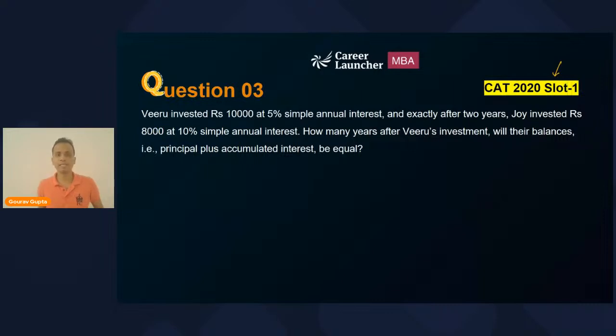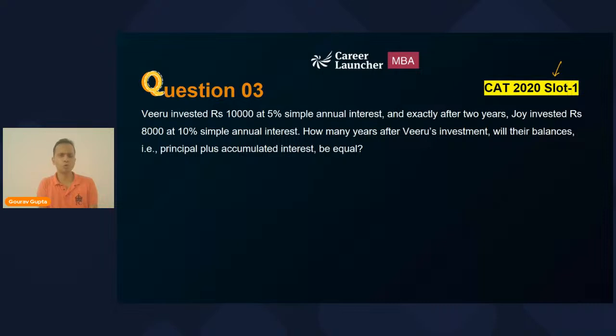Viru invested rupees 10,000 at 5% simple interest annually. And exactly after 2 years, Joy invested 8,000 at 10% simple interest. Now this is a question of simple interest. Yes, simple interest is also asked. How many years after Viru's investment will their balances, that is principal plus accumulated interest, be equal?